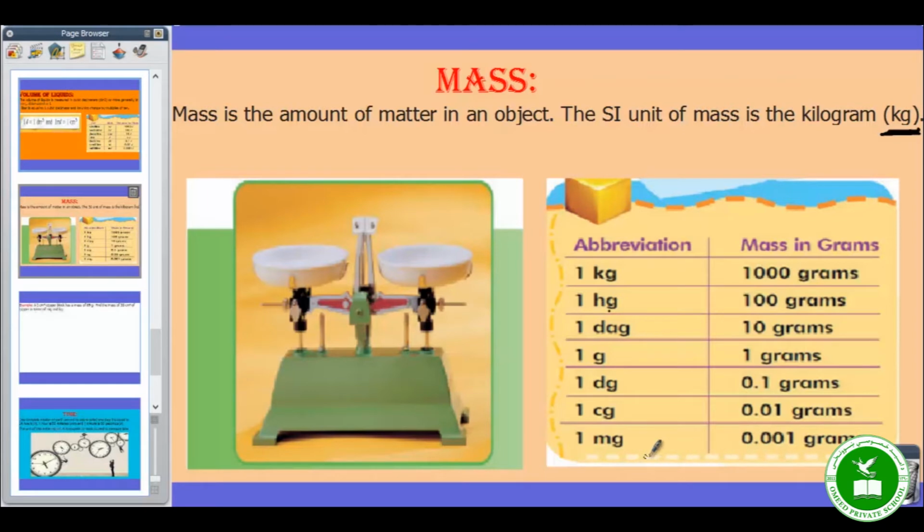Very small unit. So the important thing here is how we can convert these units to each other. For example, how we can convert kilogram into decagram or decigram, or hectogram into milligram, or centigram into decagram. We just divide by 10 or multiply by 10. If we want to convert a large unit into a small unit, then we multiply by 10 at each step. But if we convert a small unit into a large unit, then we divide by 10. Now let's solve some examples to make it clearer.